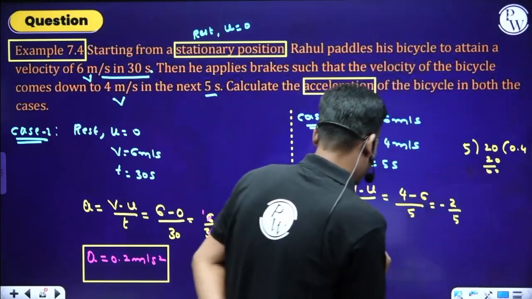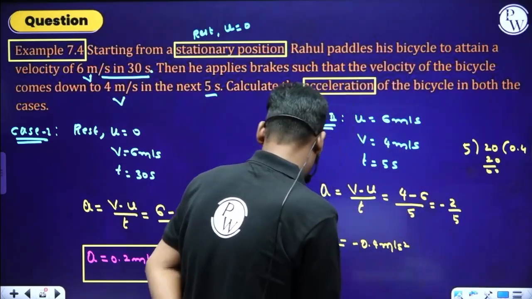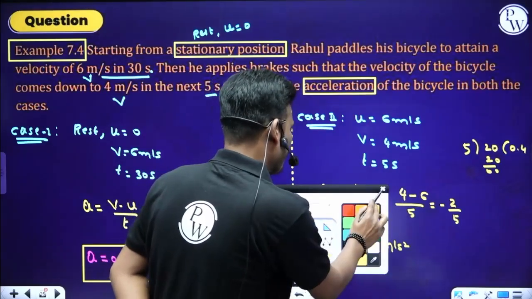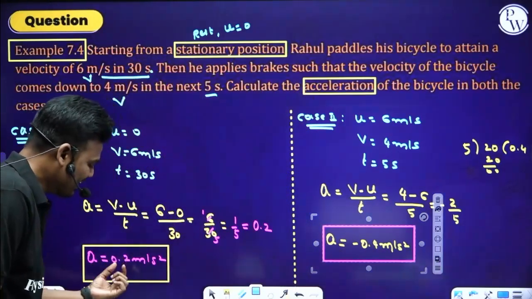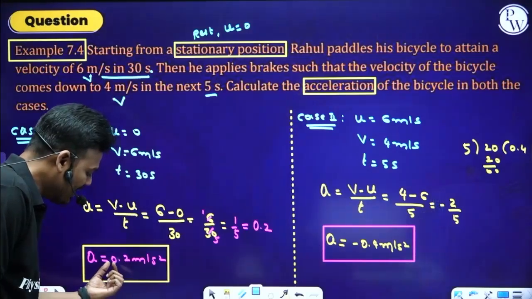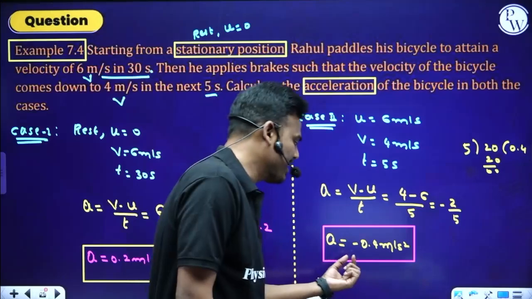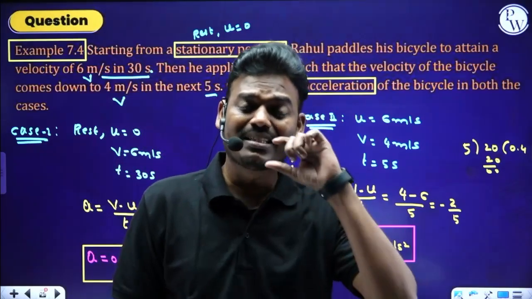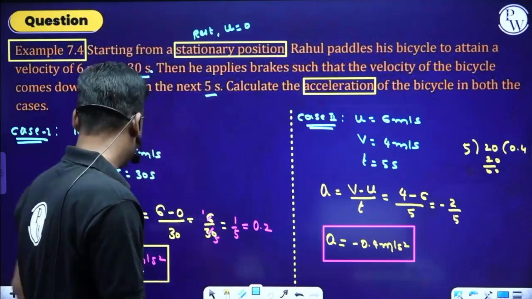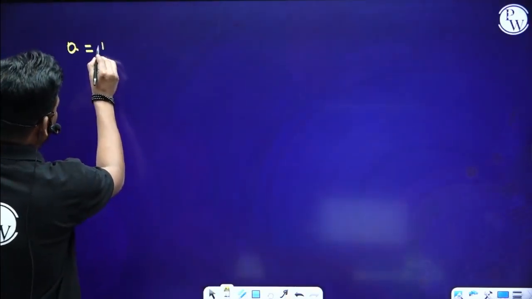So here you can consider 0.4 meter per second. Okay. So here you can observe, in this case, A is equal to 0.2 meter per second square. But in this case, A is equal to minus 0.4 meter per second square. What does that negative sign indicate? Okay. So the A value can be positive or negative.